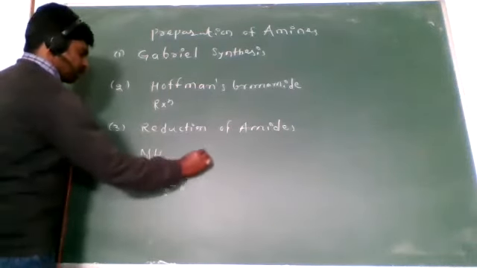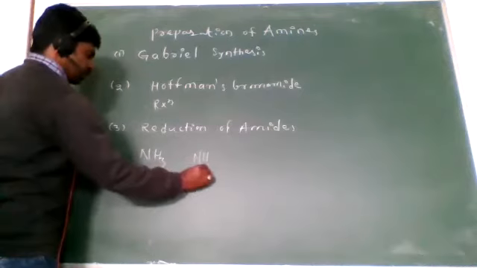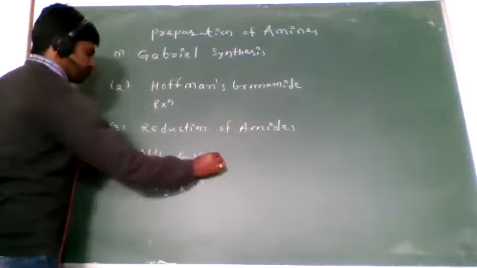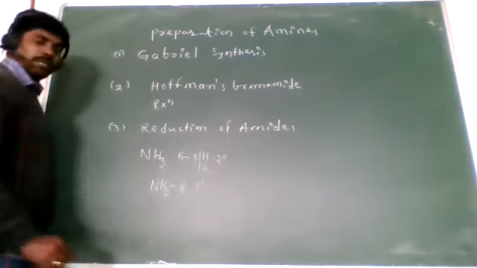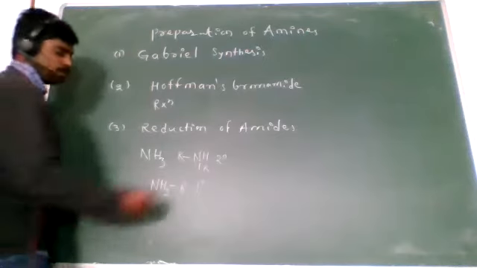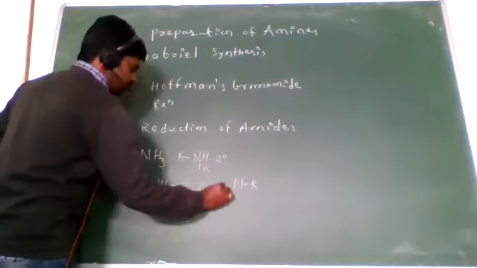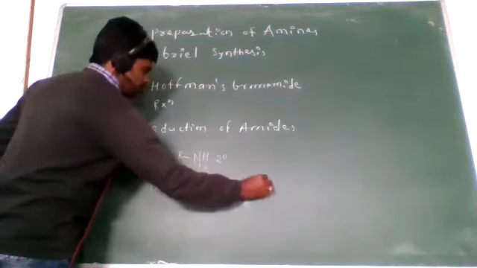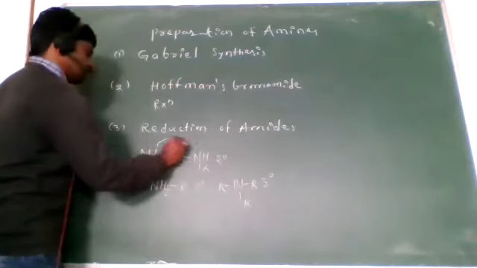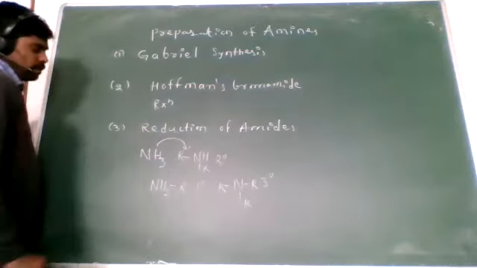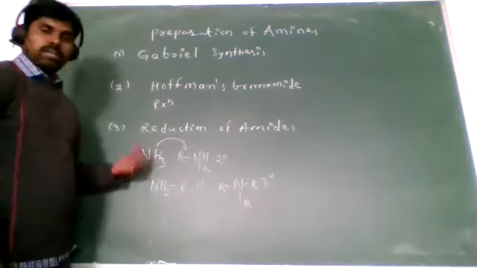If two hydrogens are substituted, that is the secondary amine. And if all three hydrogens are substituted by alkyl groups, we call that the tertiary amine. So these are the amines. Amines are derivatives of ammonia.